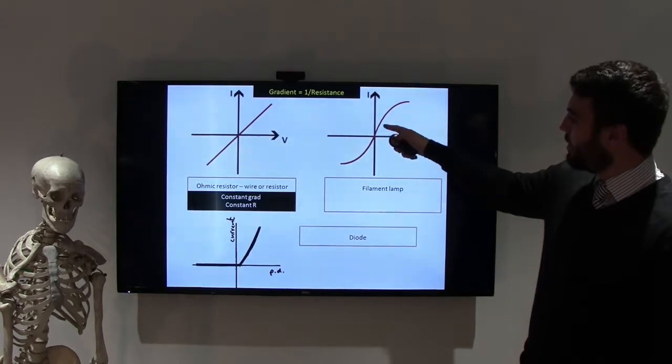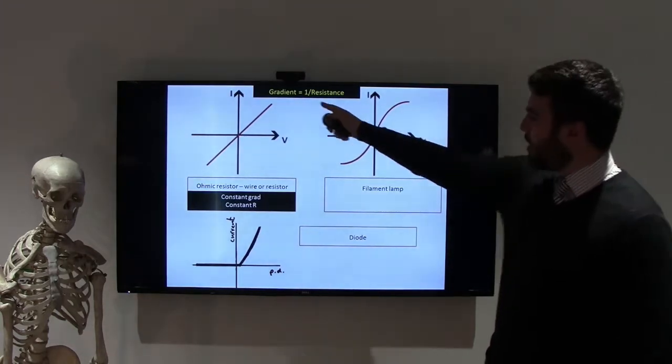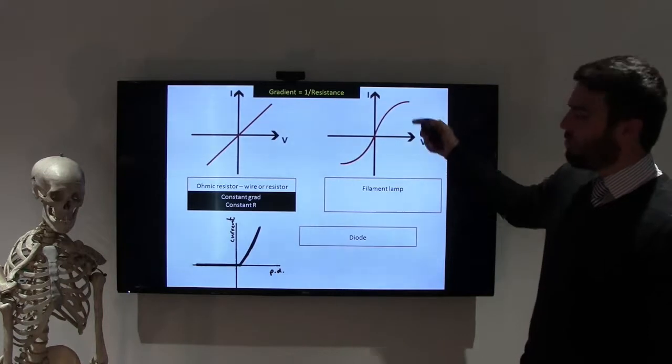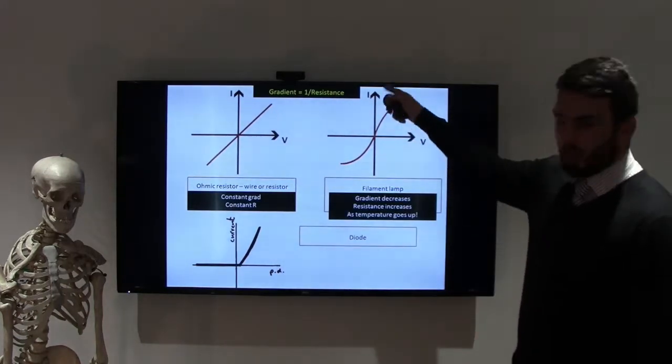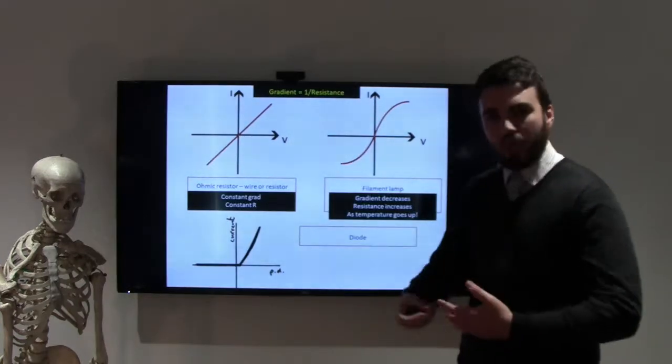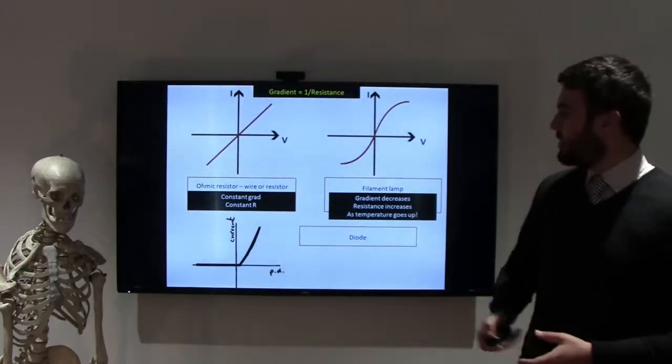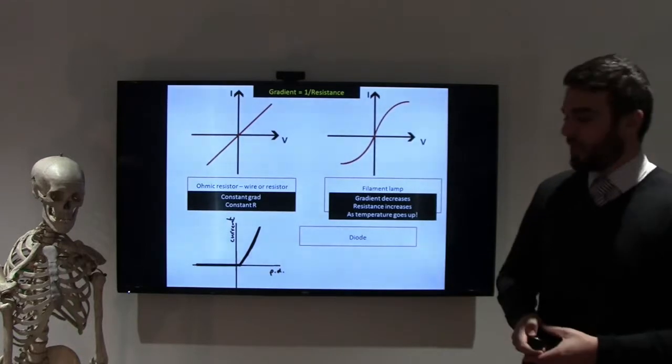Let's look at this positive bit. The gradient's going down. And by this equation, it means the resistance, therefore, must be going up. Well, why is it doing that? Because when I get more current, the electrons transfer more of their energy and the temperature goes up. So that's explaining. You could be asked to explain that graph.